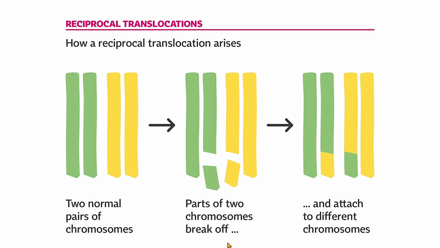This is how a reciprocal translocation arises. Two normal pairs of chromosomes in the left-hand side of the picture. In the middle, parts of two chromosomes break off, and then they attach to different chromosomes. Remember, translocations happen between two non-homologous chromosomes.